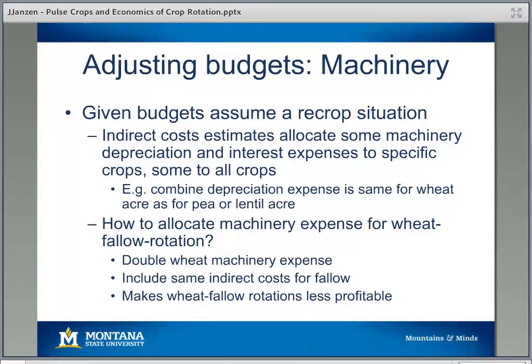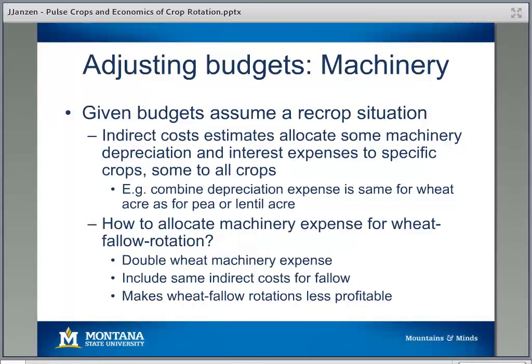If we think about these machinery expenses in a wheat fallow rotation, now we still have the same set of machinery, but we don't get to use it on those fallow acres. So what do we do? Well, one idea would be to potentially double our machinery expense for wheat. We could include those same indirect costs for fallow. That is, if we're thinking about allocating an acre to fallow versus lentils, we still have that same cost of some of those machines. This is going to make wheat fallow rotations look a lot less profitable, right?